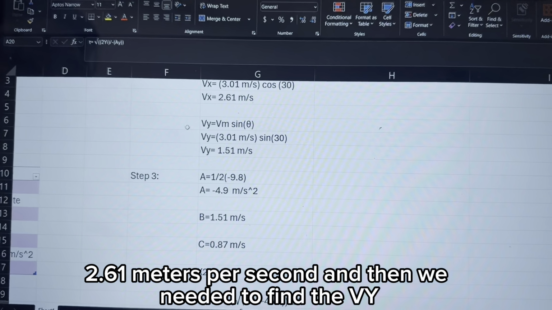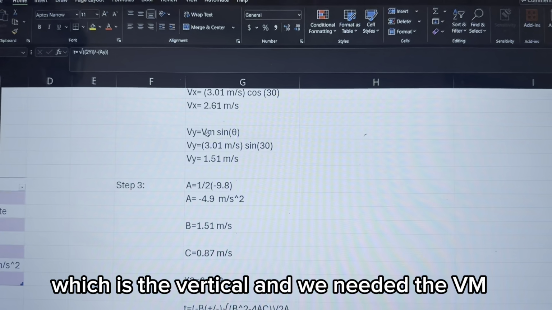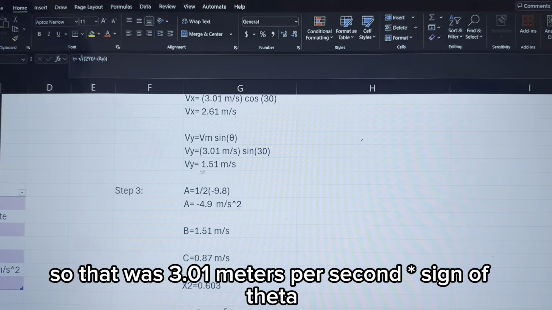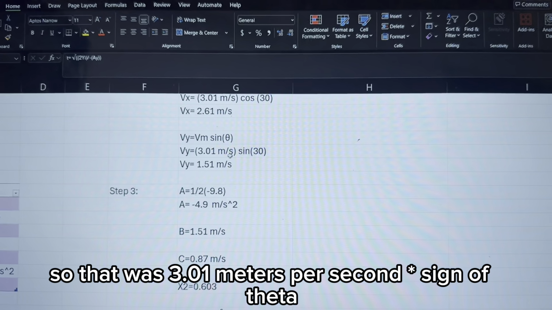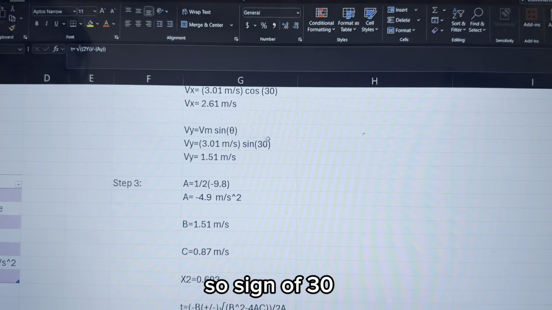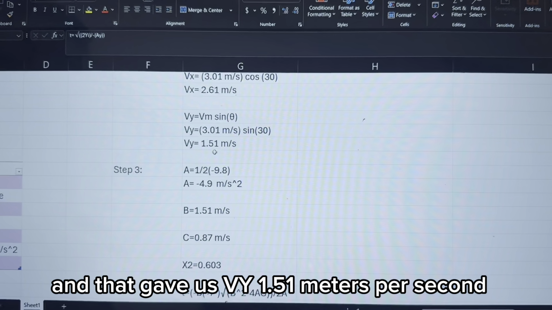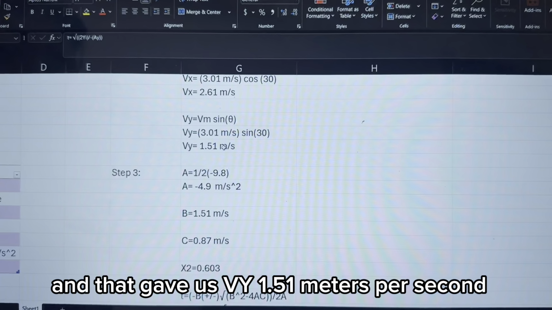And then we needed to find the Vy, which is the vertical, and we needed the Vm, which we found previously, times sine of theta. So that was 3.01 meters per second times sine of 30, because it was the angle we were going to be using, and that gave us Vy 1.51 meters per second.